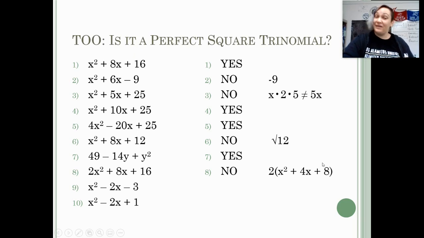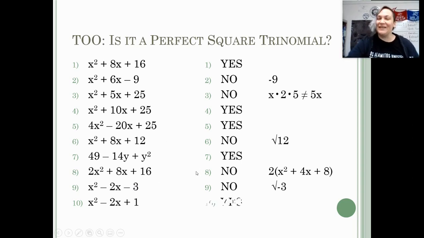Okay, number 9 is factorable, but not a perfect square trinomial. I've got a negative last term. I don't know the square root of 3, like so many things going wrong here. Now, number 10 is factorable. The square root of 1 is 1. This is x times 2 times 1, which is 2x. So that's a yes.